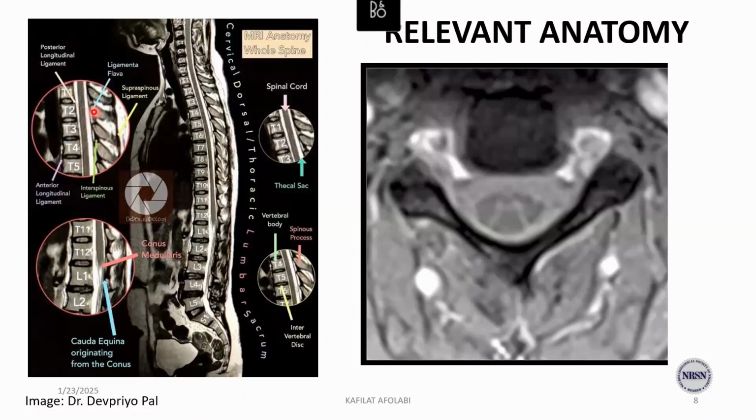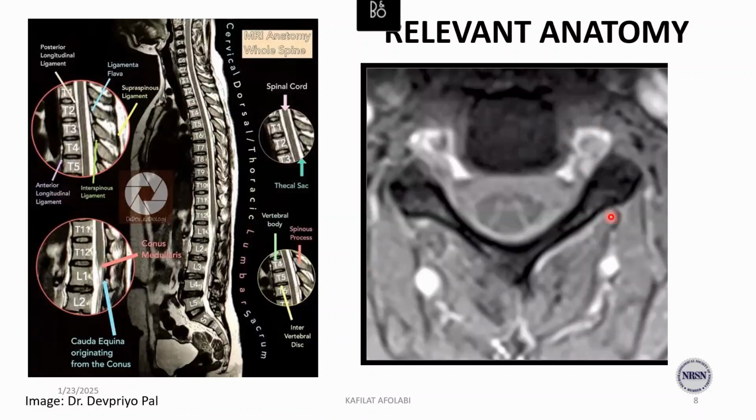So we can see the bony processes here, which are the spinous processes, with fat in between as well. And we can see this area of low signal intensity, which is the interspinous ligament between the spinous processes. We see a magnified view at the level of the conus medullaris here, and the cauda equina originating from the conus.